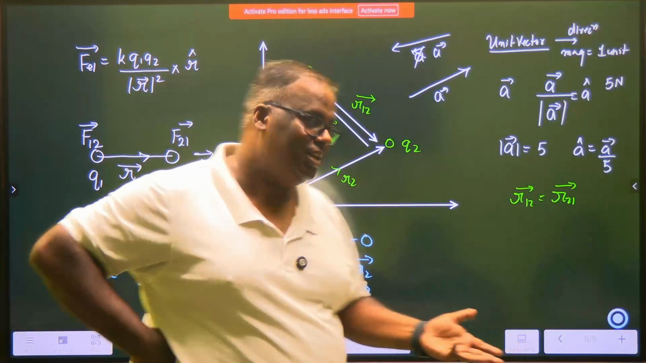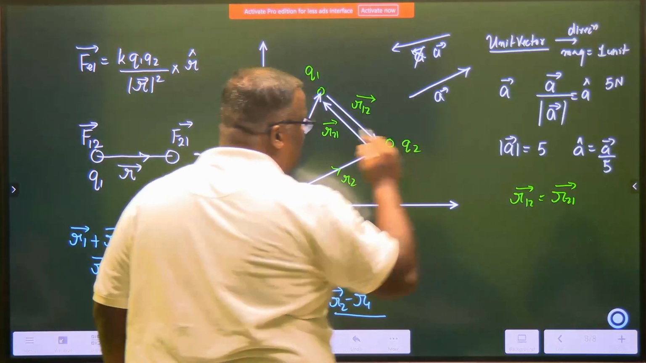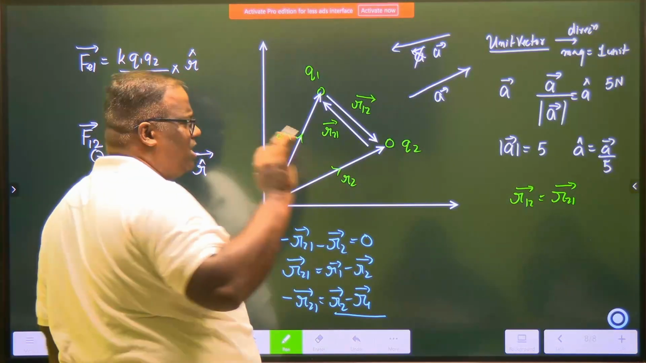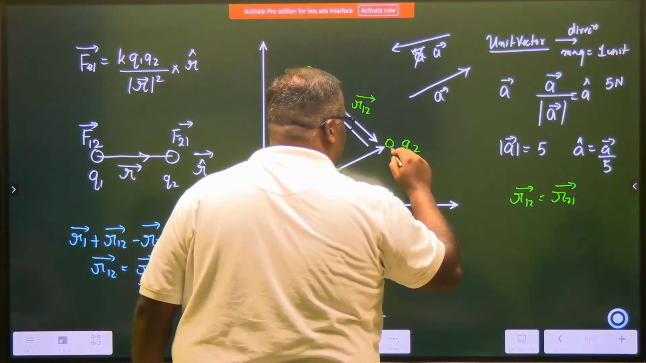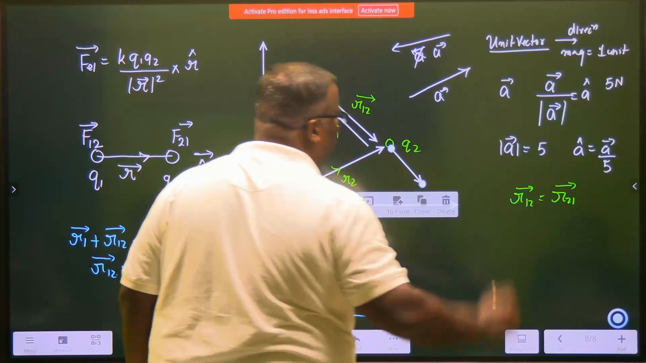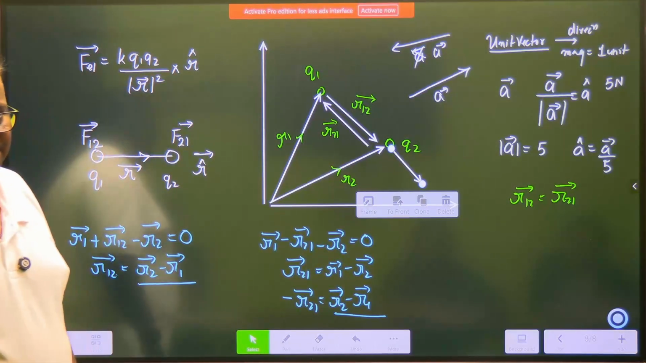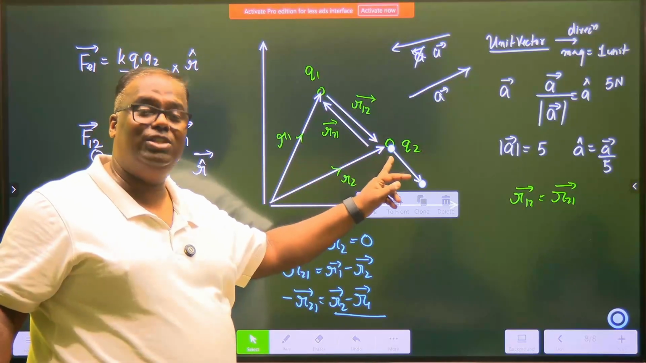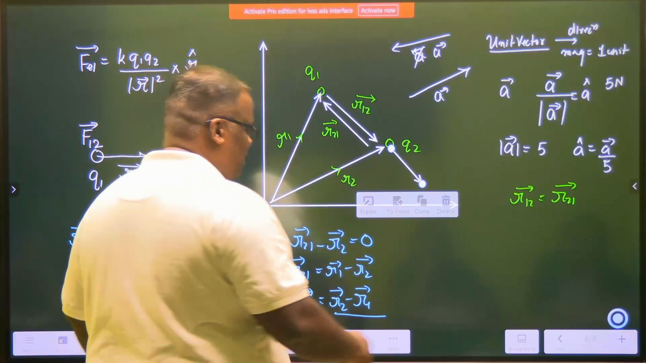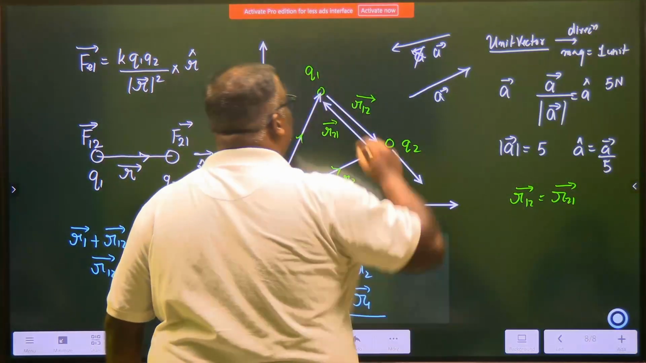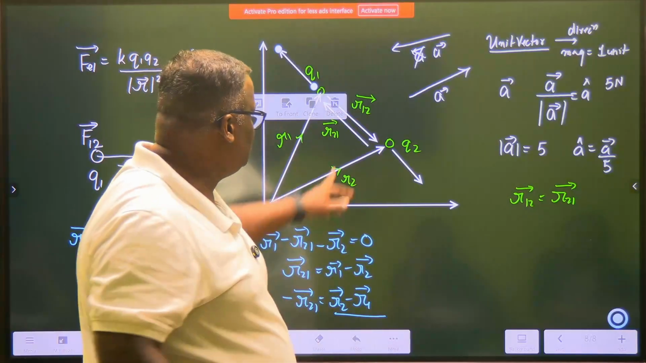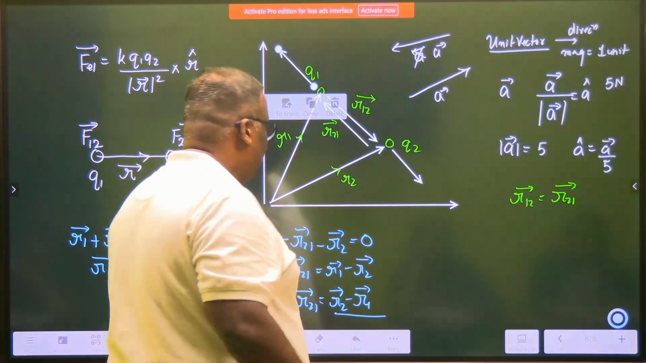Do you agree? So since Q1 and Q2 are of same nature, we'll do it again next chapter. So if Q1 and Q2 are of same nature, don't you think Q2 will face a force on this side? That will be along the displacement vector r12. And in similar lines, I would say Q1 will face a force on this side, which will be along the displacement vector r21. So can I now write like this?